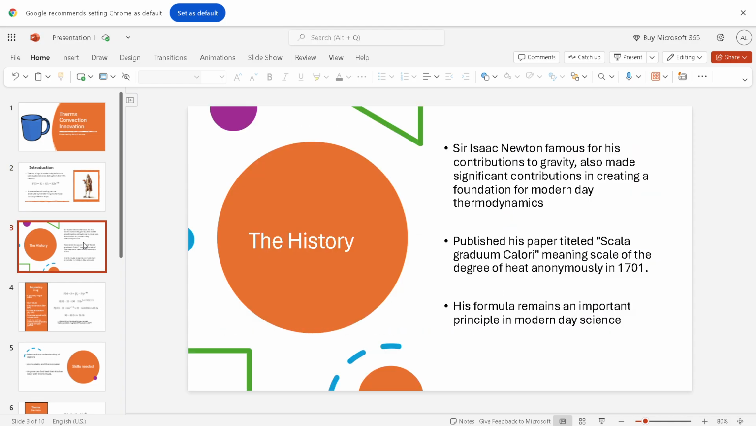Alright, history. Sir Isaac Newton, famous for his contributions to gravity, also made significant contributions in creating a foundation for modern-day thermodynamics with Newton's law of cooling. In 1701, Newton's contributions were through his mathematical formulas describing the heat transfer between an object and its environment. His formula remains an important principle in modern-day engineering, physics, and even in daily life.